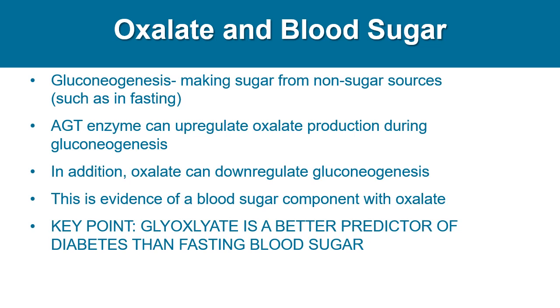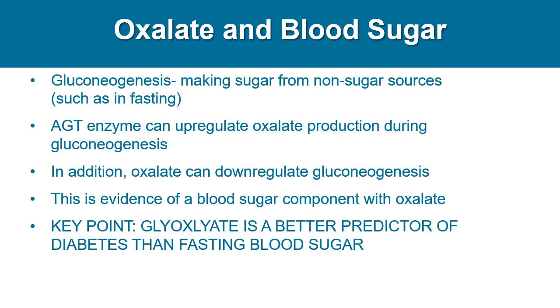And pyruvate, which is glucogenic in a fasted state, can also be used to make more glucose. These glucogenic amino acids make more glucose via pyruvate. When that occurs, they can convert to glycine, and from there you can get glyoxylate and then oxalate. So here you have gluconeogenesis upregulating oxalate production, but then oxalate can also downregulate gluconeogenesis. So it's like this vicious storm.